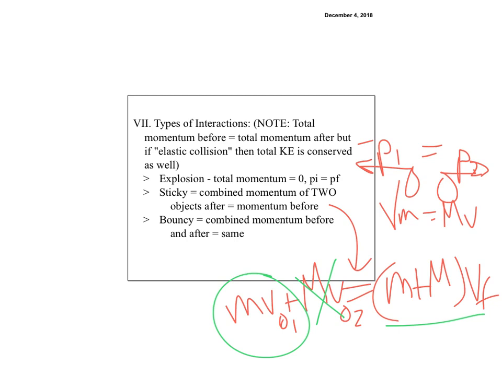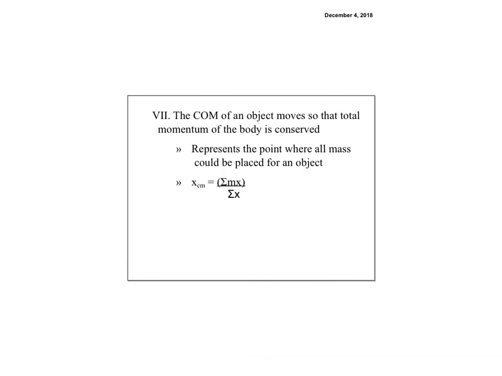And then for a bouncy collision, the combined momentum is equal before and after. So you just have a bunch of mvs. mv plus mv equals mv plus mv. Just watch your signs because sometimes they bounce away from each other, and negatives are super important, or it doesn't work.